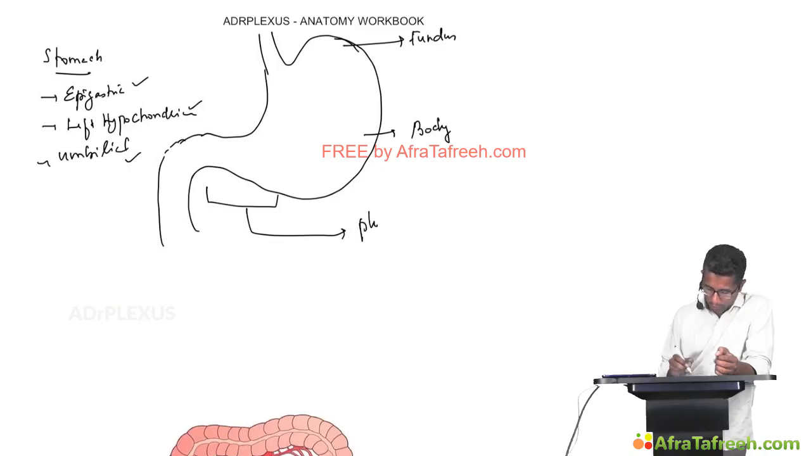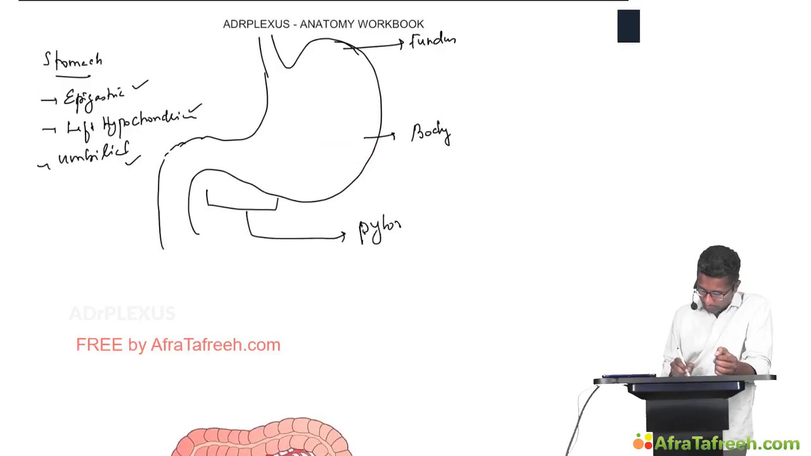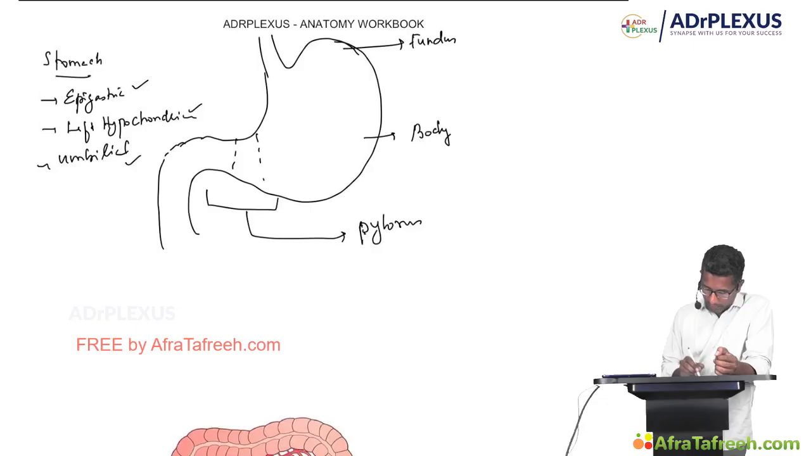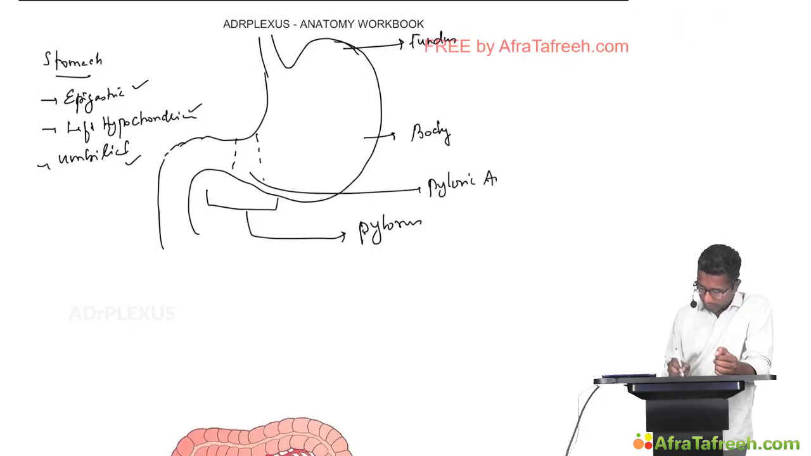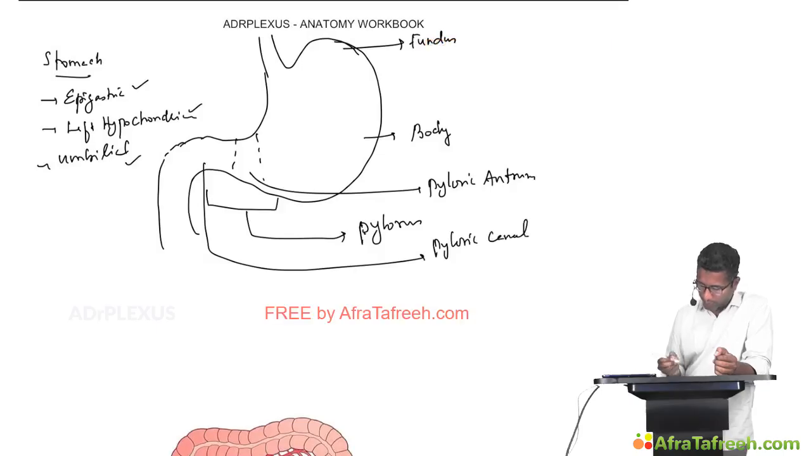This pylorus has 2 parts in it. This part is called the pyloric antrum, and this part is called the pyloric canal.